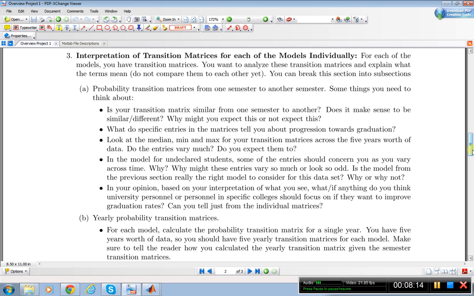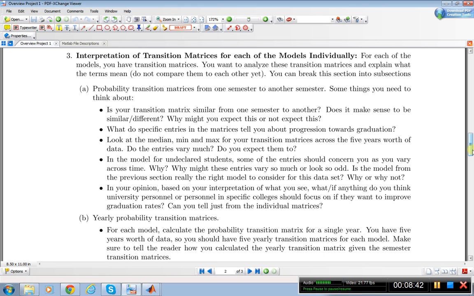So you're looking at the variation in the particular values in the matrices across the different years. Okay, so now in the model for undeclared students, I tell you some of the entries that should concern you as you vary across time. So my question is why should they concern you? I'm telling you they look odd, so why do they look odd? Do you think this is the right model? If not, should it be something different? Why or why not? So explain your reasoning here.